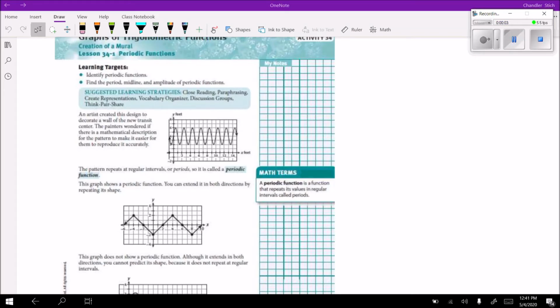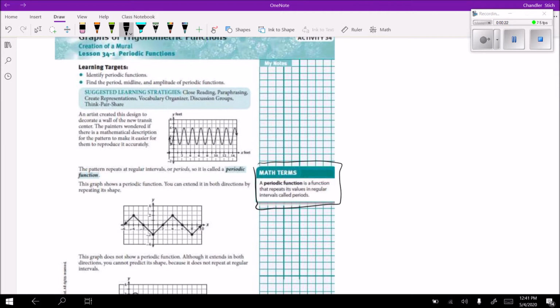Alright, so our first lesson for the week, 34-1, is about periodic functions. And what a periodic function is, you can see the definition right here. A periodic function is a function that repeats its values in regular intervals called periods.